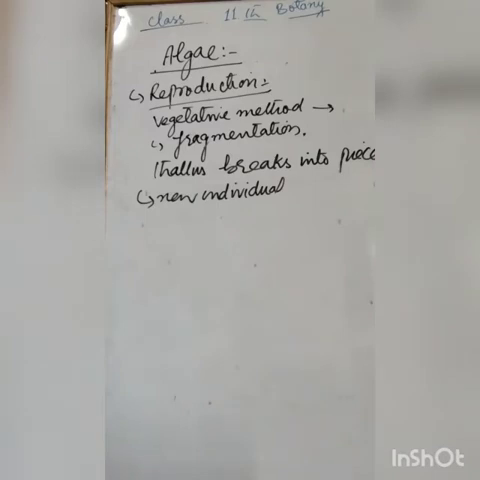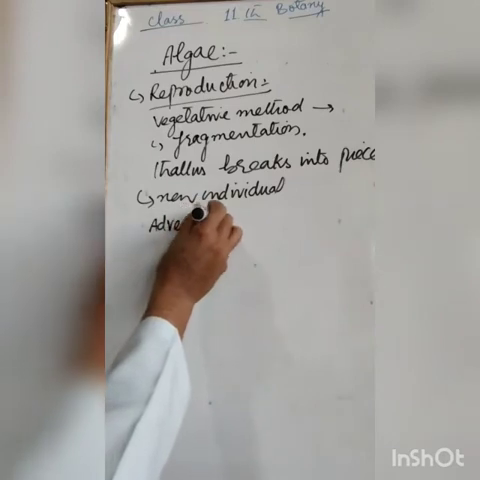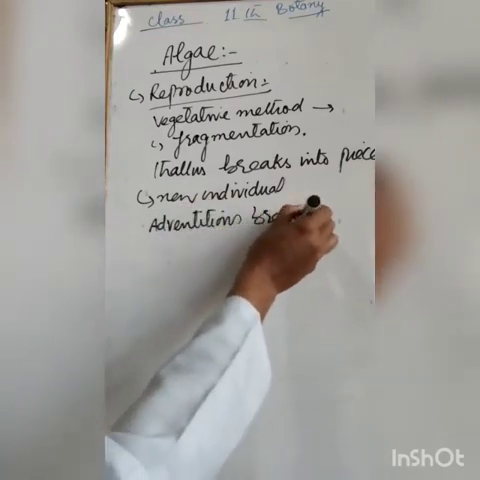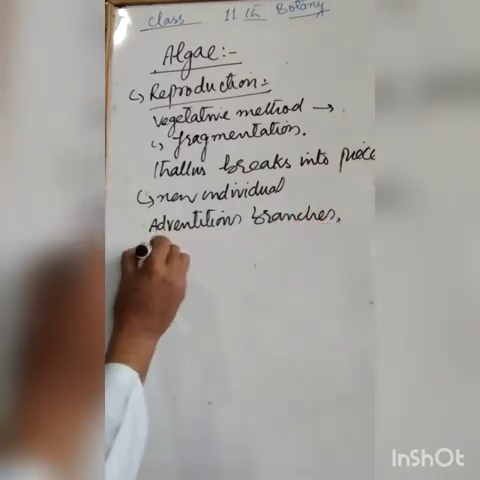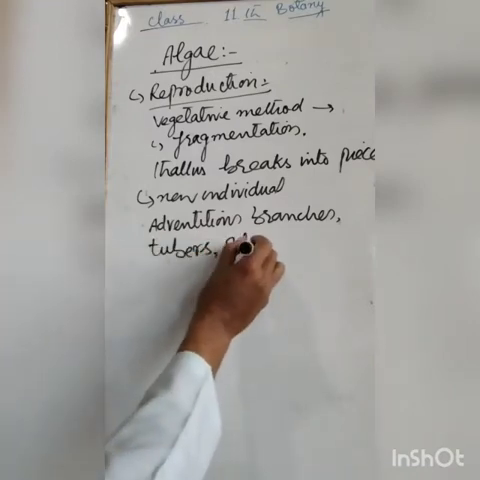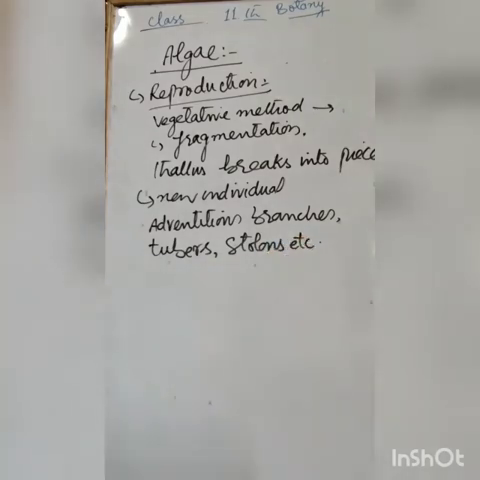Besides, there are some adventitious branches. They can help in vegetative reproduction. There are tubers, there are stolons, etc. They can also help in vegetative reproduction.